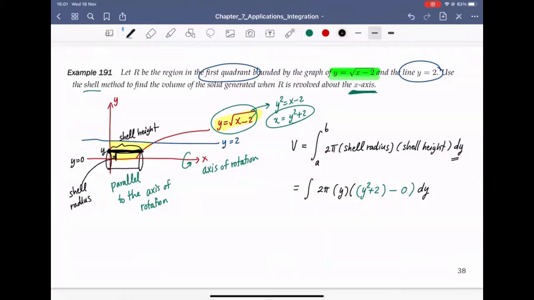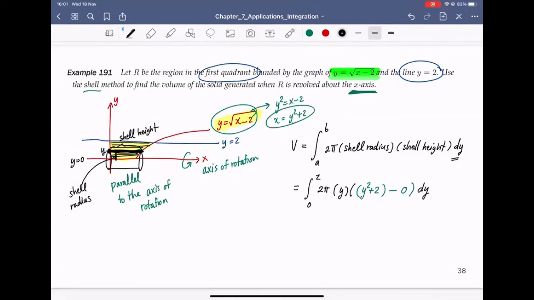All right, so you integrate from a to b. So what is your a and b here? So what is going to be the horizontal line that you have to draw? You have to draw all the way. So that is going to be y equals 0 to y equals 2, right? Because you have to draw the horizontal line from y equals 0 to y equals 2.